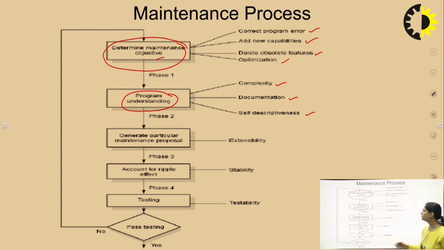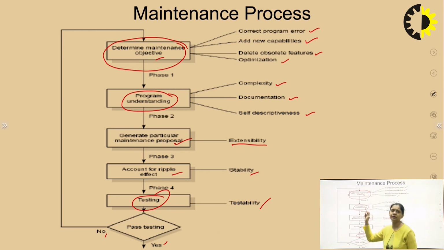Once it is done, a maintenance proposal is generated, which talks about the extensibility, the extensions that we are adding into the software. Account for ripple effect. What effect will it have on the already existing software? That checks the stability of the software. Then once everything is done, it is again tested whether it is giving the optimal result or not. That covers the testability. If it passes the test, then the software is released. If it doesn't pass, then the cycle is started again from the maintenance phase.